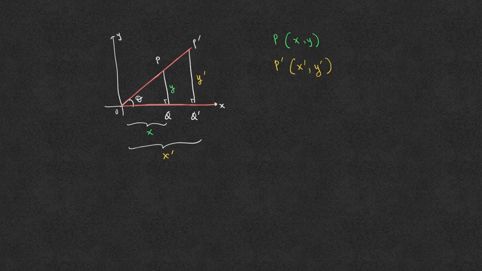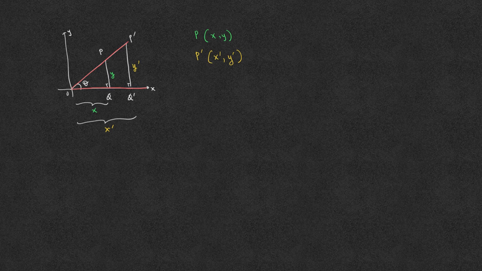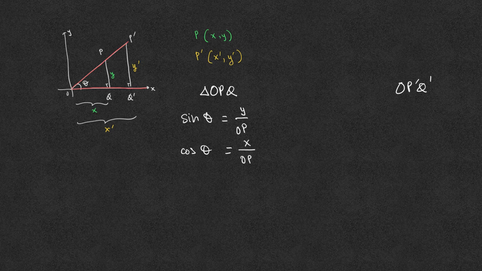We're going to write the trigonometric ratios using the smaller triangle O, P, Q and the larger right triangle O, P prime, Q prime. Using the smaller triangle, sine of theta is PQ opposite over the hypotenuse OP. Cosine of theta is OQ adjacent over the hypotenuse OP. Tangent of theta is the opposite over adjacent.